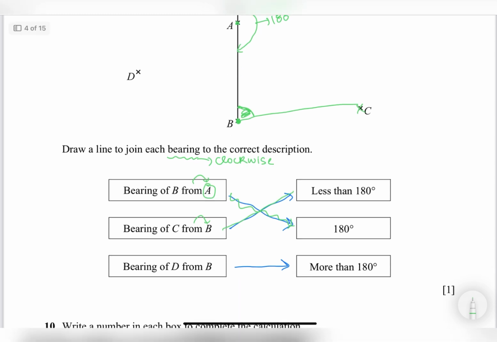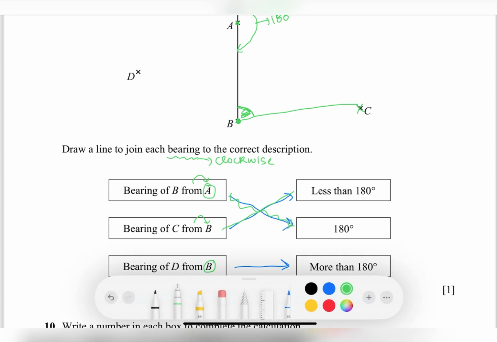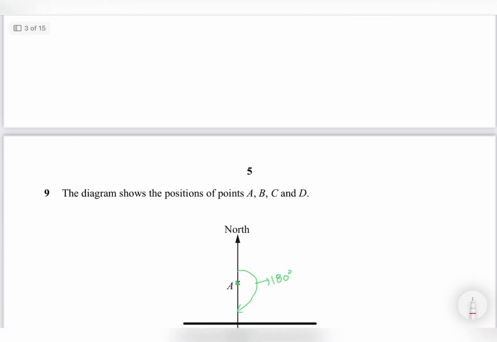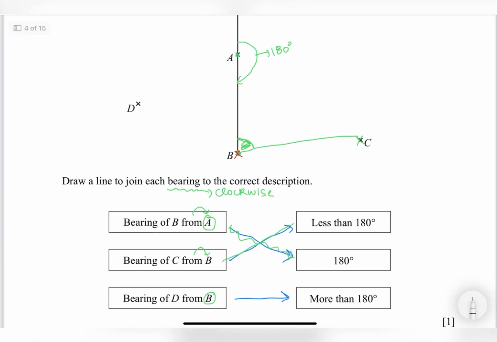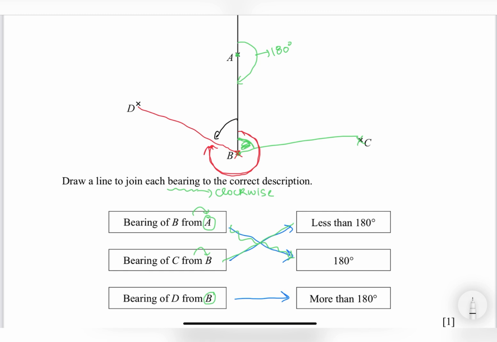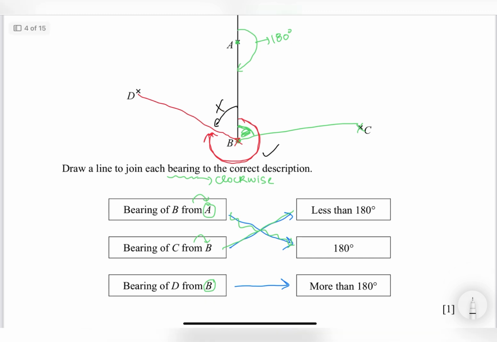Okay. Now bearing of D from B. From B. So we have to go from B. Let me use a different color now. From B to D, we can only measure clockwise, all right, not anti-clockwise. So this would be our bearing, and we can move like this, yes or no. Clearly we can see it is greater than 180. The mistake which all of you might do is that you will measure the angle like this. This is wrong and this one is correct.